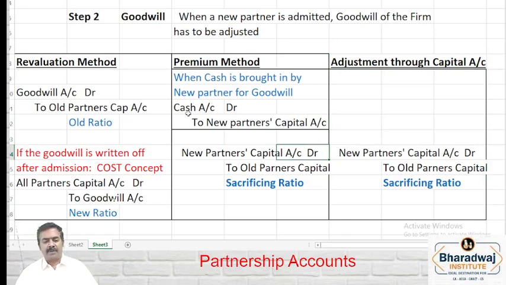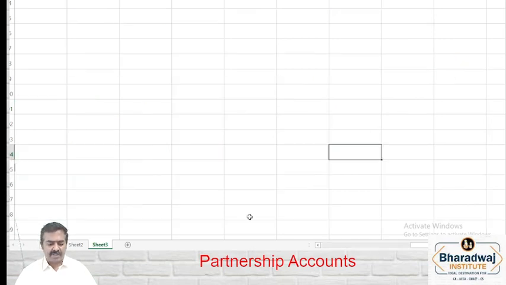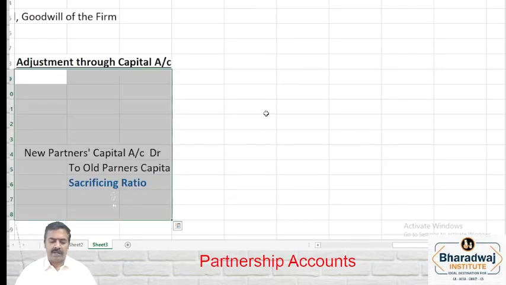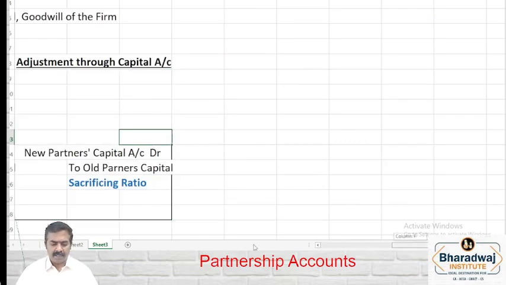In the premium method, the new partner brings in cash. In the last method, the new partner is not ready to bring in cash, so we just adjust in the capital account. Just adjust in which account?